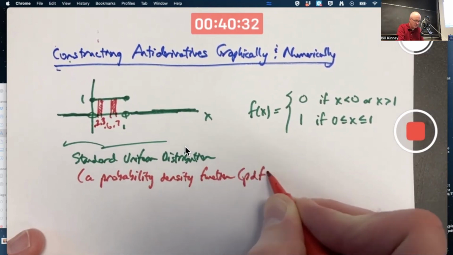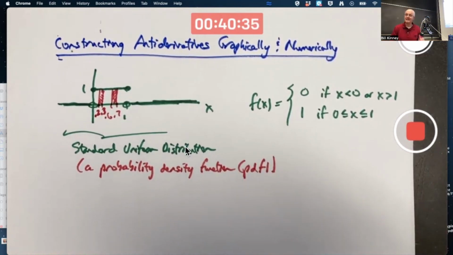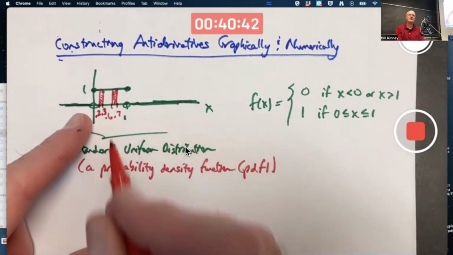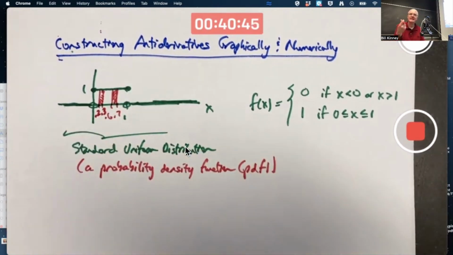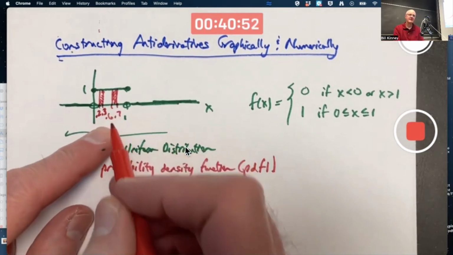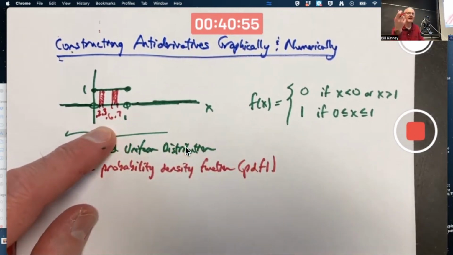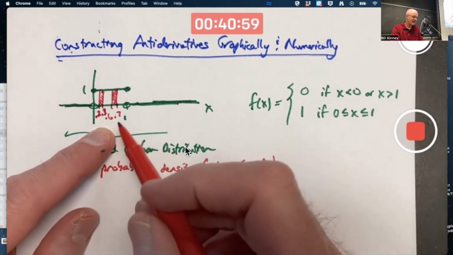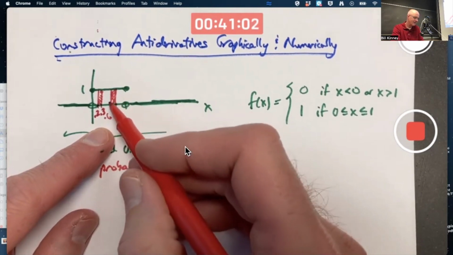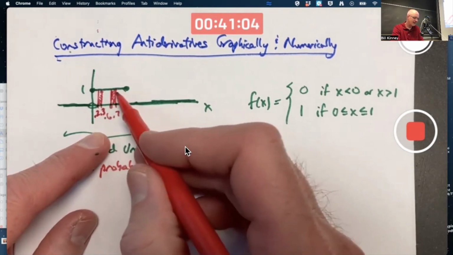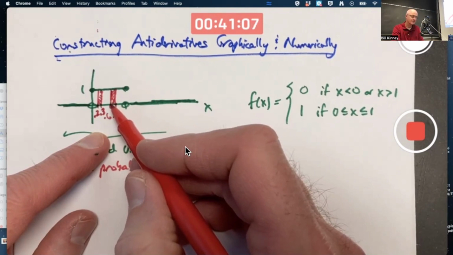PDF for short. Or if you're just calling it a density function, you could call it a DF. Effectively, the height of the graph near any point gives you the density of the simulated data near that point. The height of the graph near any point, like 0.6, for example, gives you the density of the data if you got a lot of data points near that point. If you got a lot of data, the density value here near any one of these points is 1.